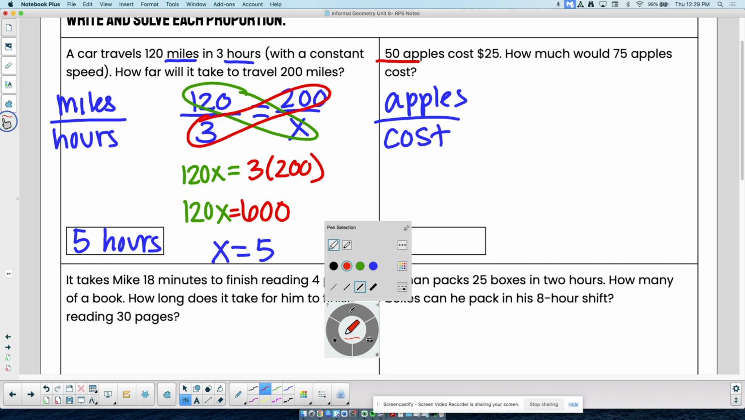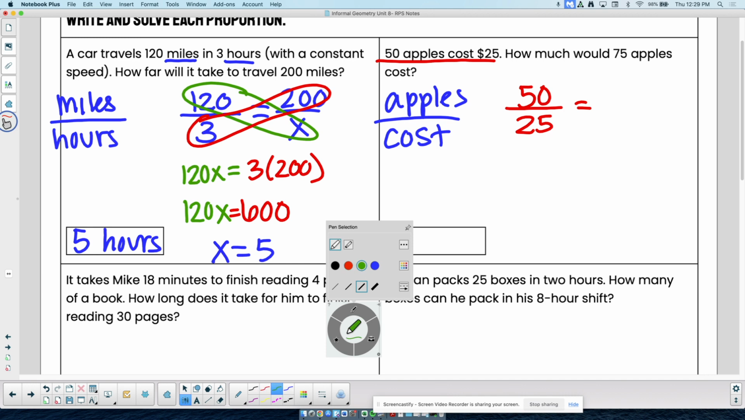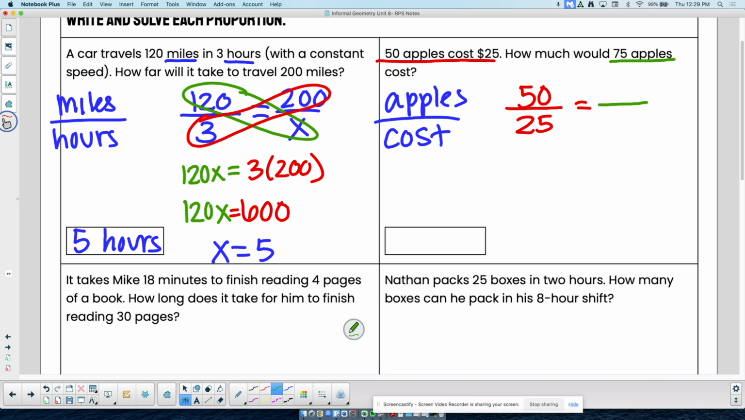So now let's look at the first thing. I'm writing this comparison here. 50 apples cost $25. So I'm going to have 50 over $25 is equal to, now we're trying to figure out how much it would cost for 75 apples. So 75 apples, is it going on the top or bottom? I'm hoping you're thinking top, right? Because that's where we put apples. So 75 on top over our cost of x.